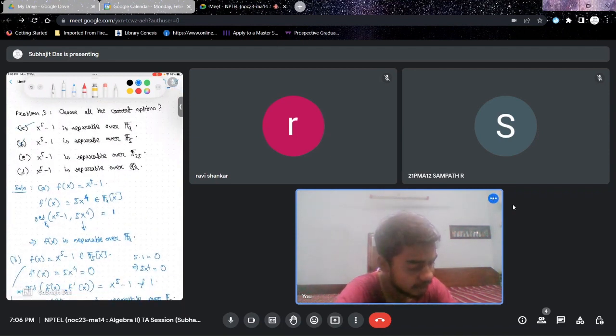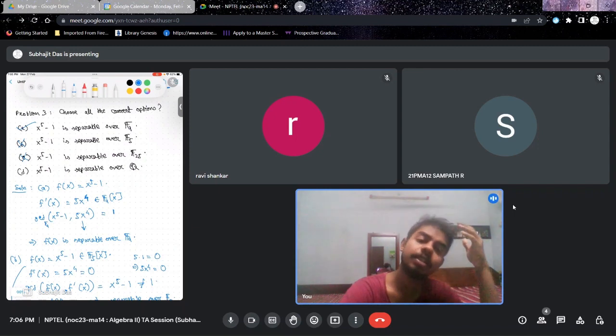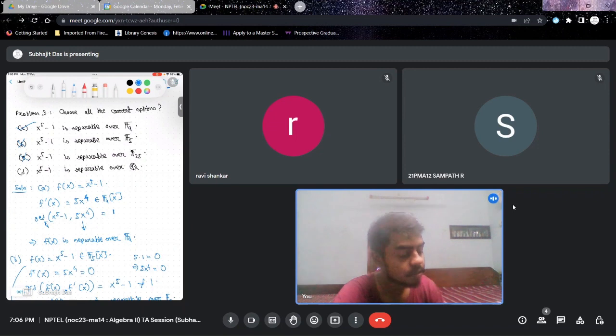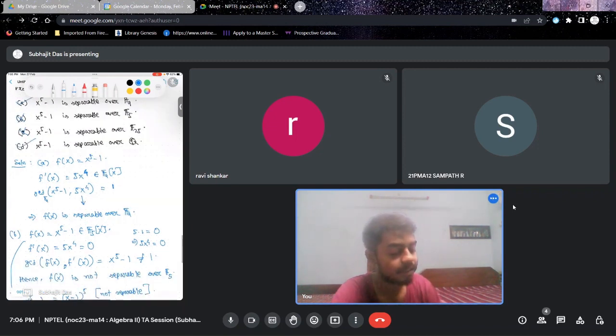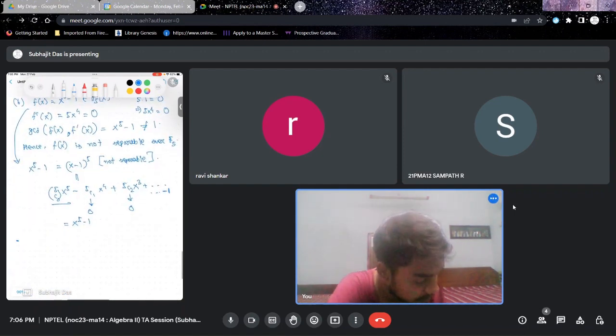Option A is correct. Option C is again incorrect, precisely because F25, which is a field with 5 squared elements, that is 25 elements, also has characteristic 5, right? F25 has characteristic 5, the same argument works. That is, x to the power 5 minus 1 is not separable over it. So C is incorrect, same reason as B.